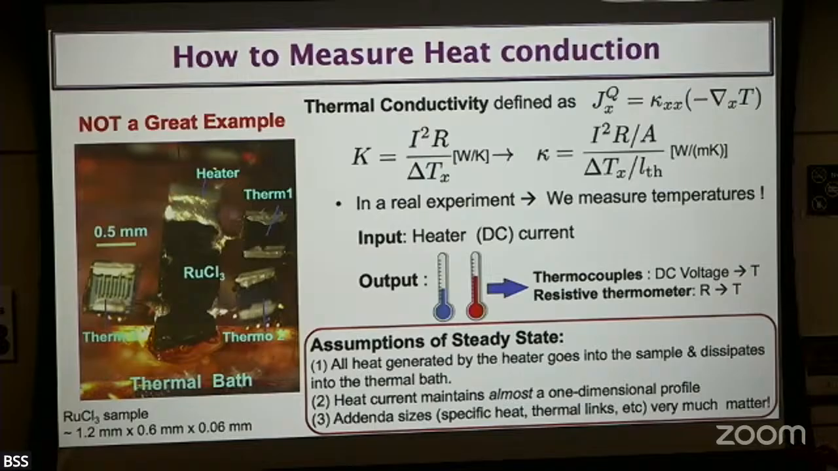So transiently, as soon as I turn on the heat, it will warm up, and then everything will become the same temperature. And then heat starts flowing, right? So that's what we have to wait for. So did I answer your question?